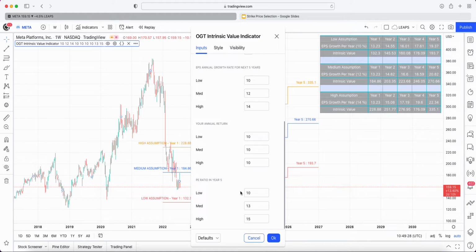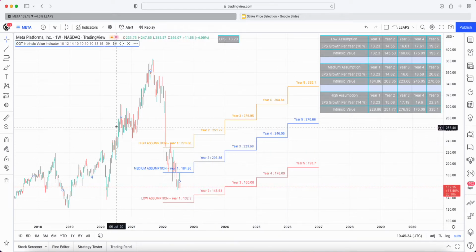Again, there's a dedicated video, link is down below. But I've already inputted this, in my opinion, on what I believe this is for Meta. And what you'll see here is your low assumption, your medium assumption, and your high assumption based on your inputs of what the fair value is. So the current fair value of Meta ranges between $132 to $228.